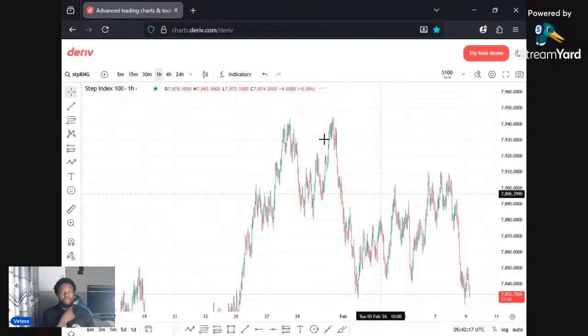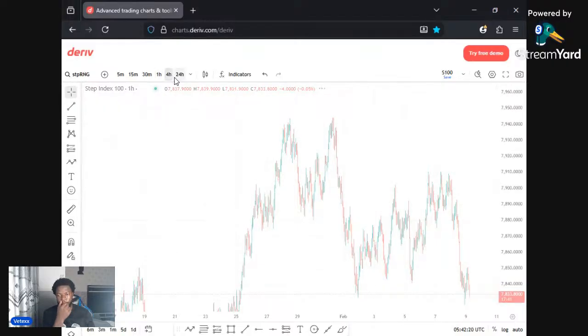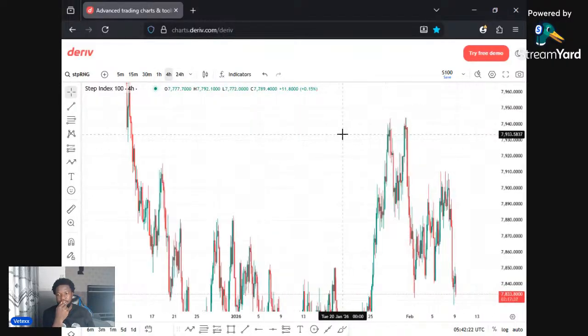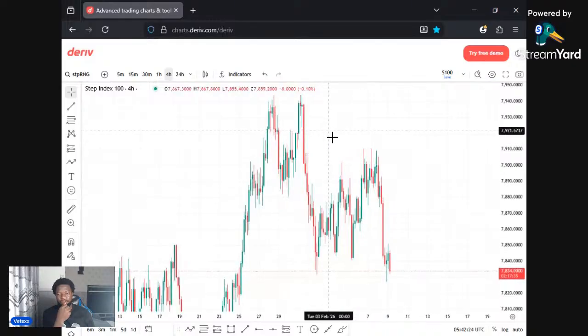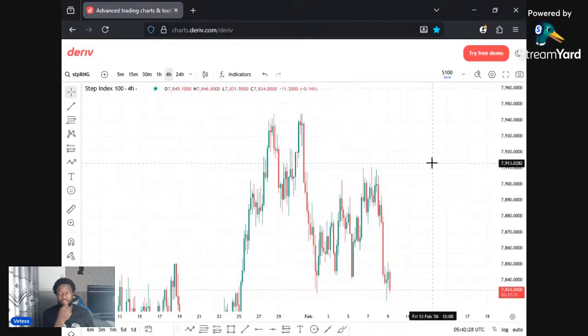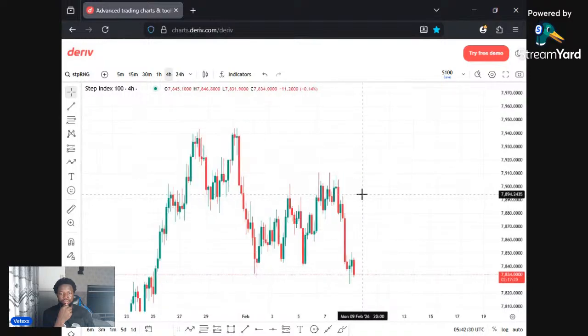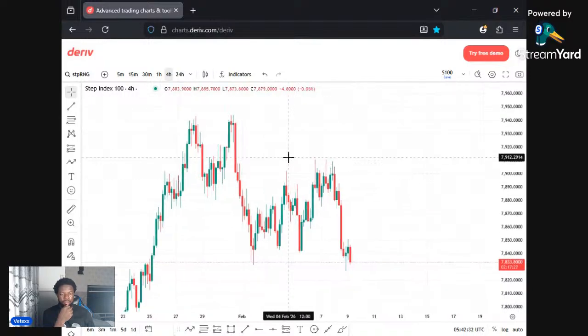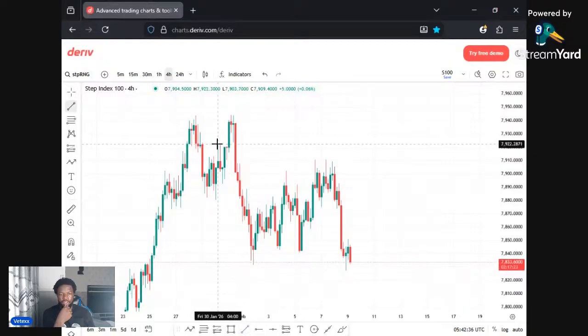Let's check this 4-hour time frame, because the 24-hour time frame is bearish. So check the 4-hour time frame. Let's see what we have. On the 4-hour time frame, we don't have anything yet. Nothing on the 24-hour time frame, unless price decides to do this.